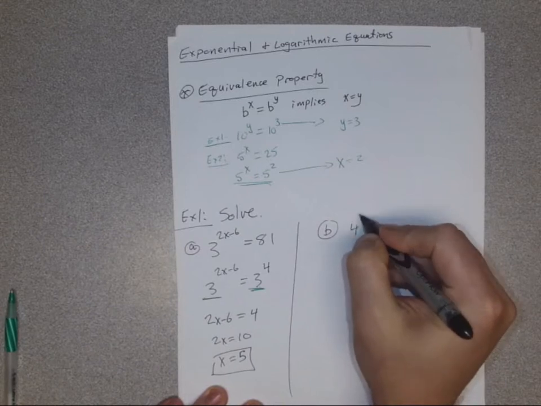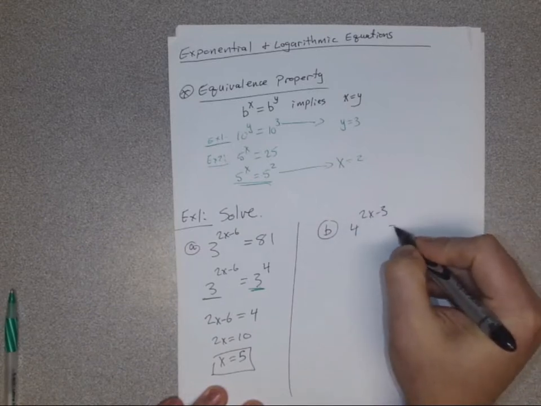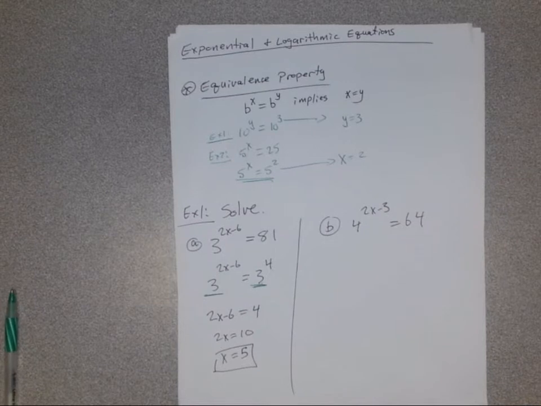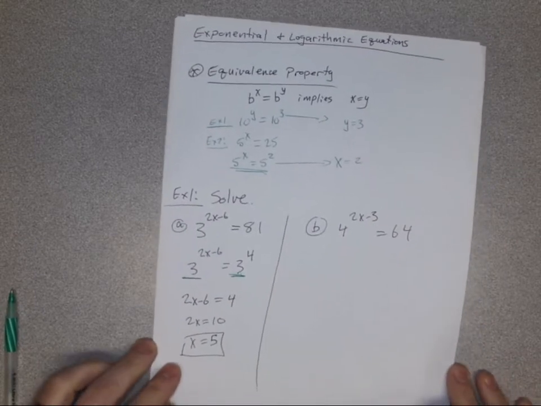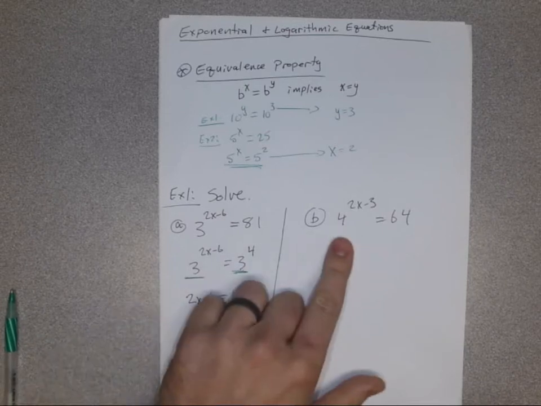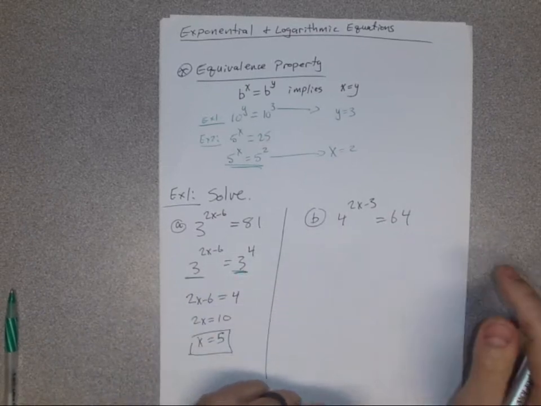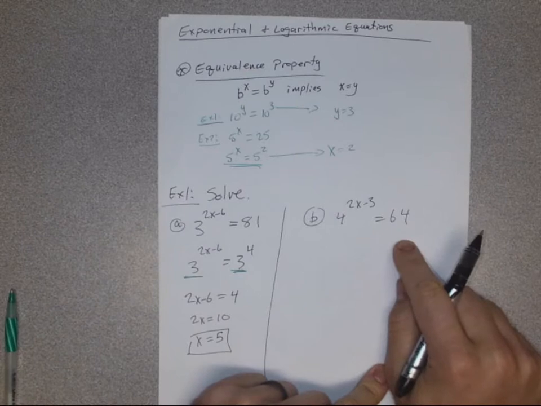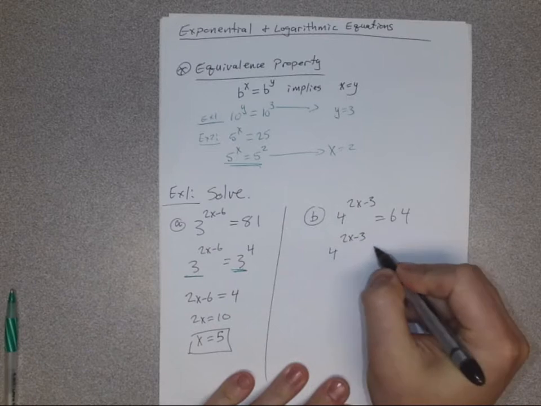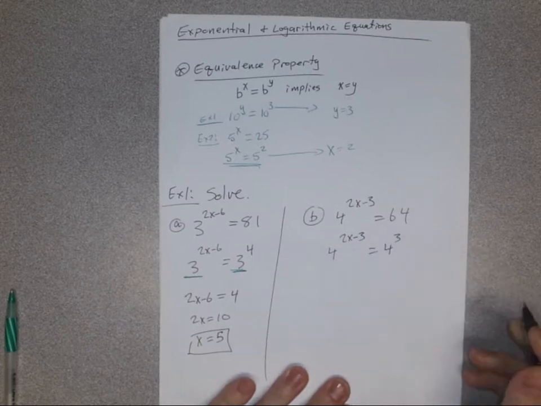We get 4 raised to the 2x minus 3 is equal to 64. All right, pause it. I'm going to go ahead and work it. I'm trying to solve this for x. The first thing I want to check is, can I make the bases the same? Because that makes my life so much easier. So here's a 4 and 64. I can rewrite this 64 with a base of 4. 4 raised to the 2x minus 3 is equal to 4 cubed.